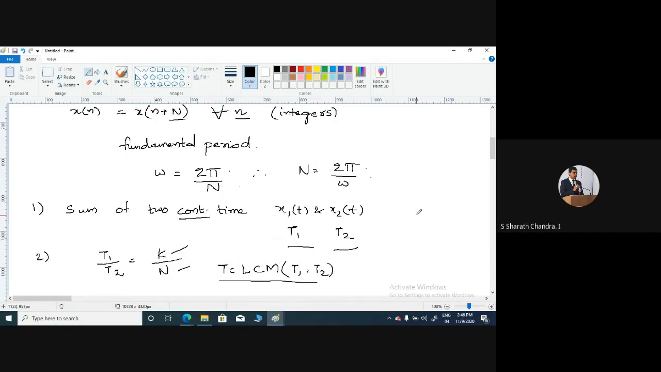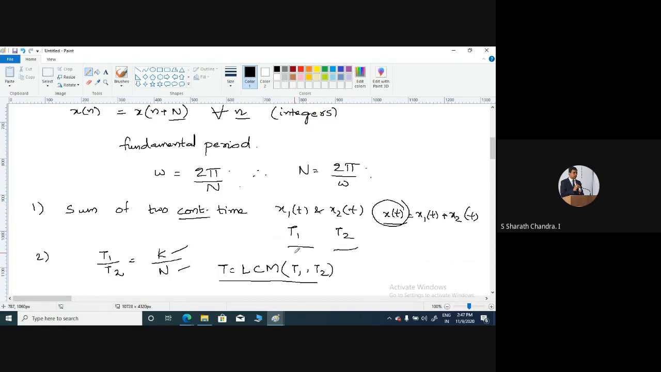That means if you are representing some relation, something like x of t is equal to x1 of t plus x2 of t, then we say that this particular sum, which is represented by x of t, is periodic if and only if T1 by T2 represents a rational number. If it is an irrational number, in such a case they are called aperiodic signals. And the fundamental period of this x of t can also be found directly by taking the LCM, the least common multiple, of the fundamental periods of x1 of t and x2 of t individually.